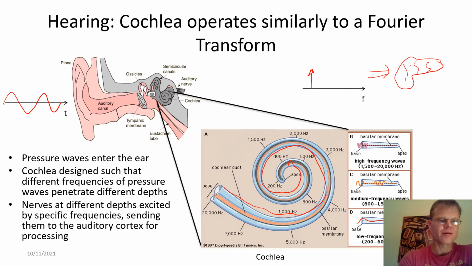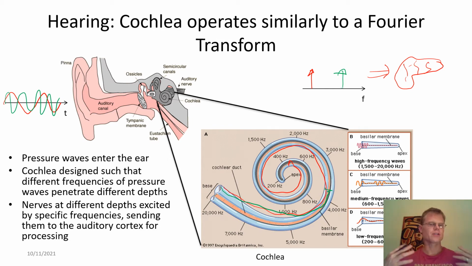If you have a higher frequency pressure wave coming in, it might only travel some shorter distance. It's going to be picked up by nerves that encode higher frequencies. And so when we're hearing things, when our brain is processing them, it's actually getting some mixture of time information, but really different frequencies are fairly fundamental to how we're processing auditory input.